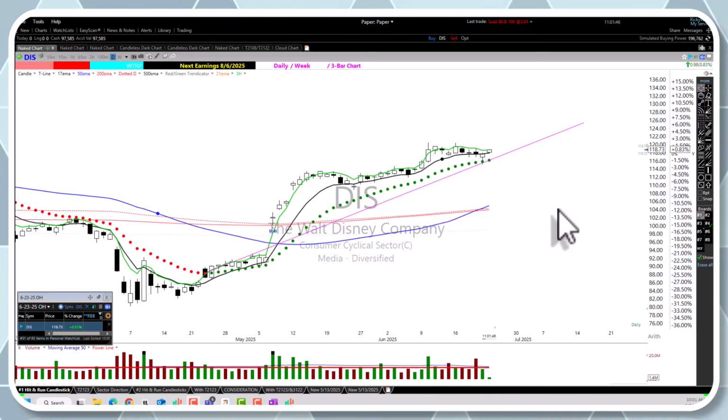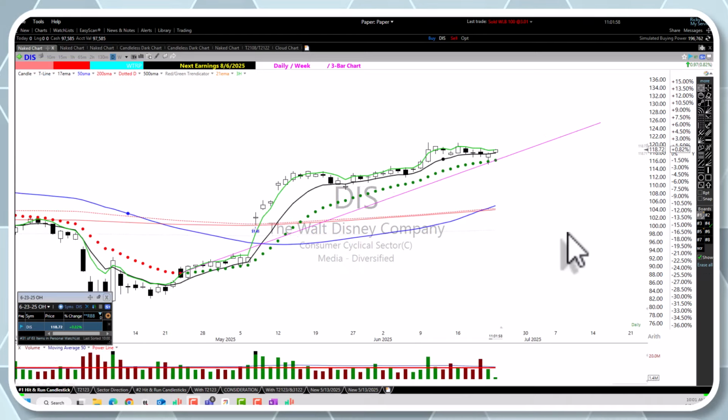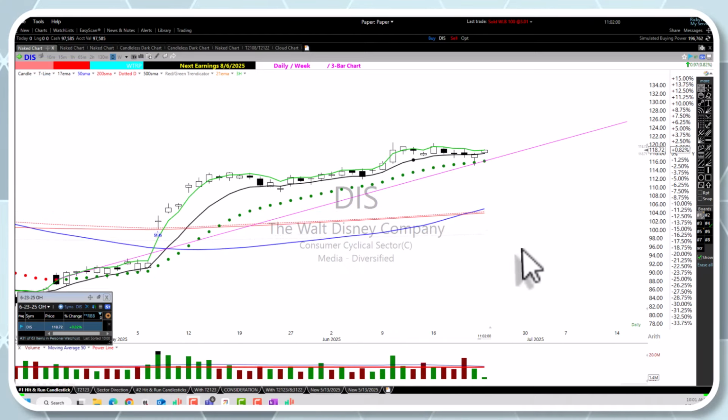They can't. So we trade that trend until it's no longer a trend. You take profits into strength, a few rules there, okay? We talk about that more in the fast track class. So right now, here's Disney setting up.